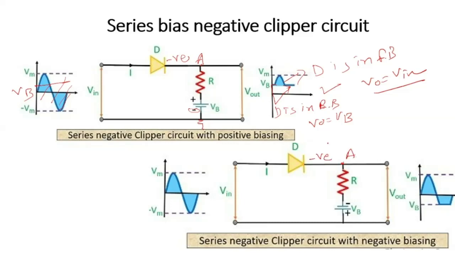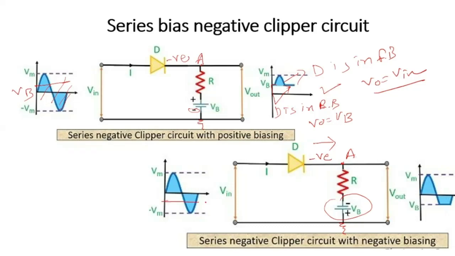Now for this circuit, for the reference point A, the diode's negative terminal comes first, and the arrow of the diode is going to the right hand side, so the negative part will be clipped. And this is a negative battery because the positive part of the battery is connected with the ground, so it is a negative reference voltage.